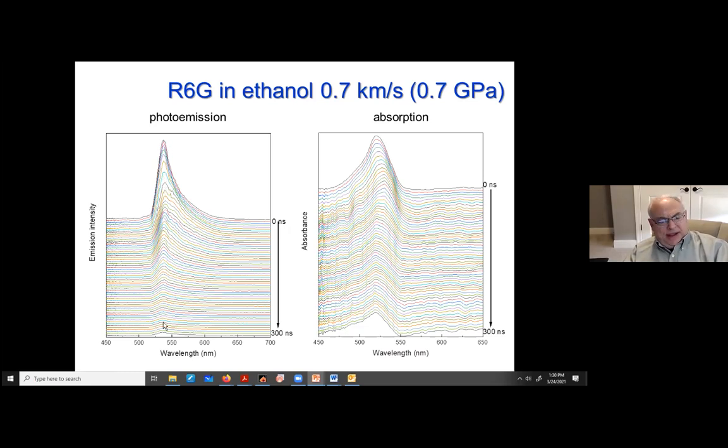But there is an intensity loss. Photo emission is really easy to do. The problem is it just lets you see the parent molecule going away, losing intensity. The big new thing that we're doing now is we're doing optical absorption. So the nice thing about optical absorption is that if you shock the parent molecule and it turns into a new molecule, you may be able to see the new molecule.